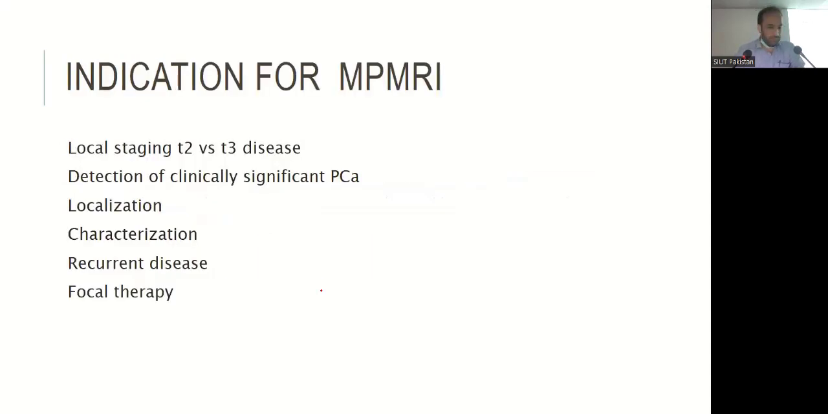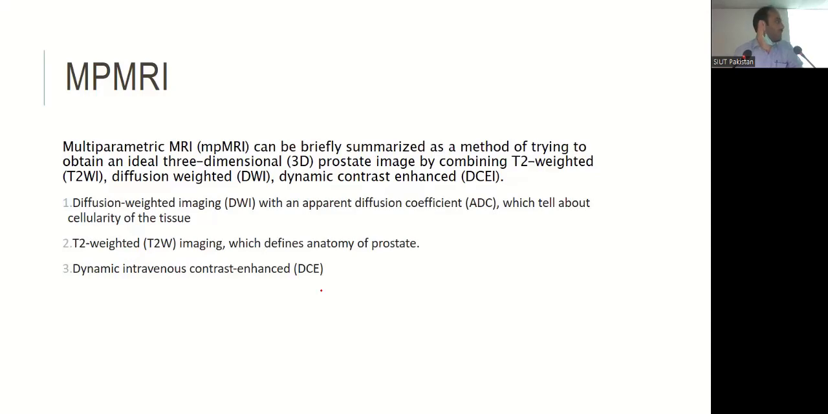Dr. Amit, can you explain what kind of imaging this is? Diffusion weighted imaging and dynamic intravenous contrast enhanced imaging. Nowadays it is very common to see prostate cancer without T2, because T2 is not as much of a gold standard for prostatic cancer.